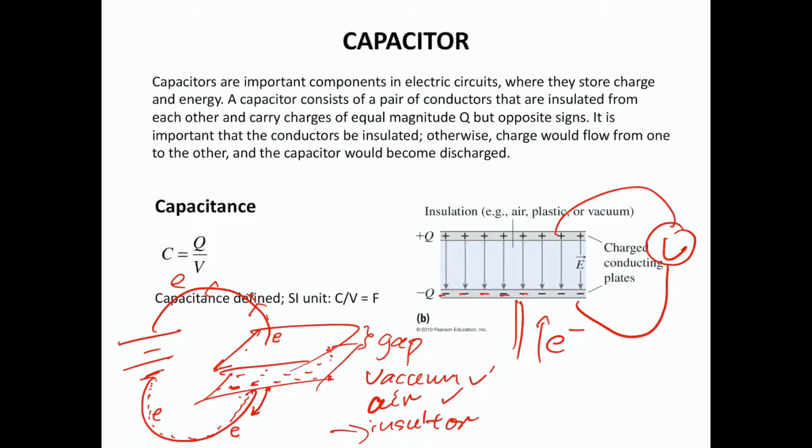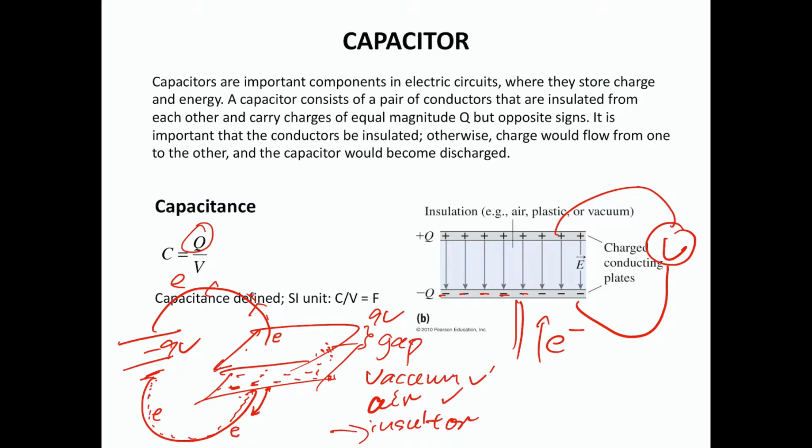Eventually, no more current, and the charge within the two plates becomes a constant. This constant charge is the maximum charge it will hold, the Q. Now, it also, as I say, will develop its own voltage. This voltage, if you have a 9 volt battery, it will develop another 9 volt.